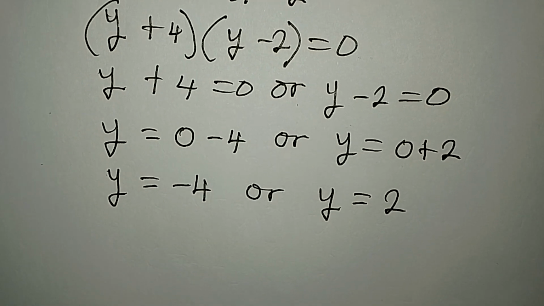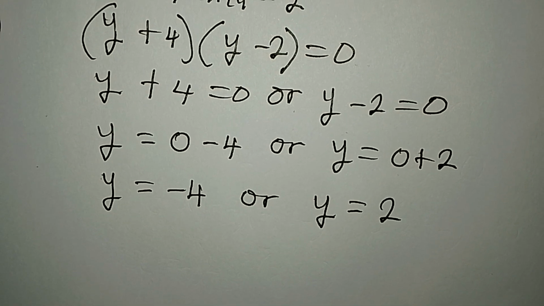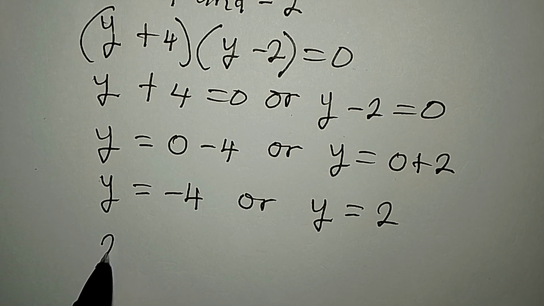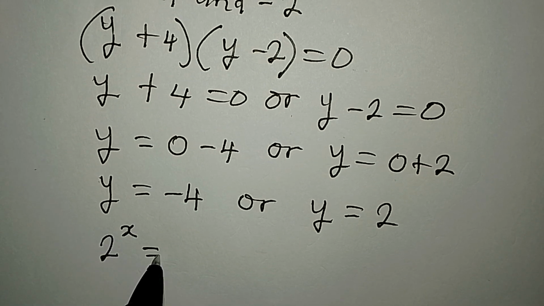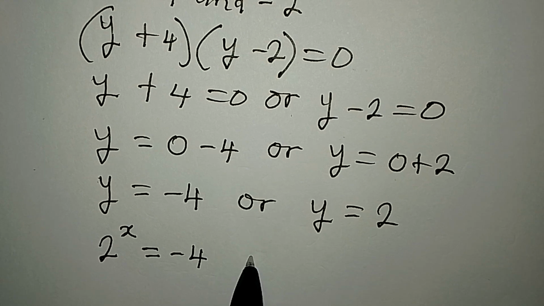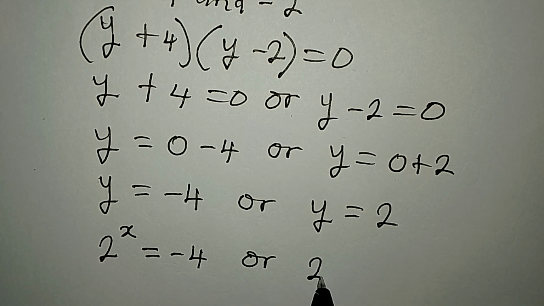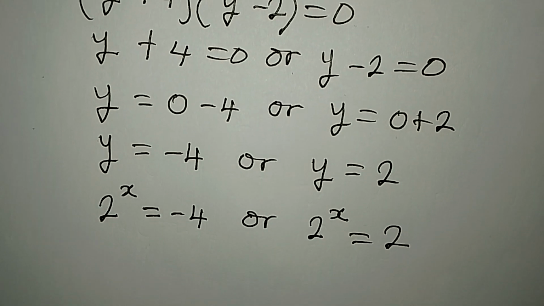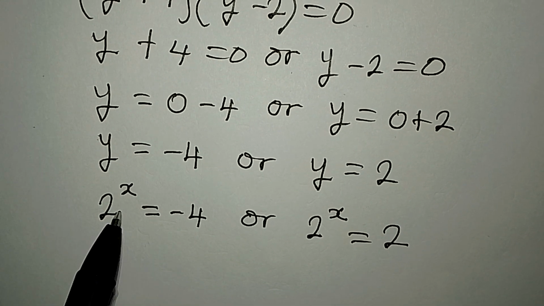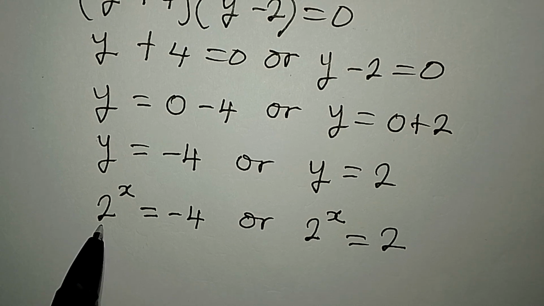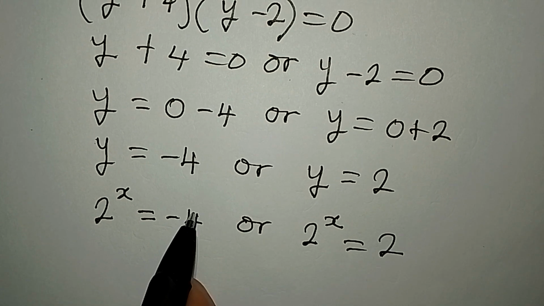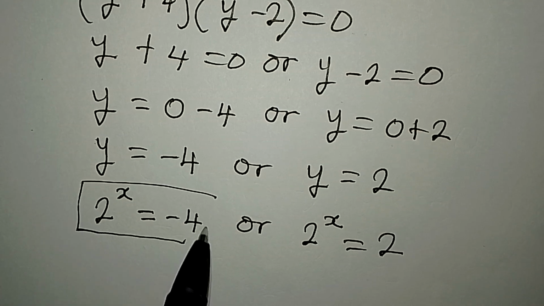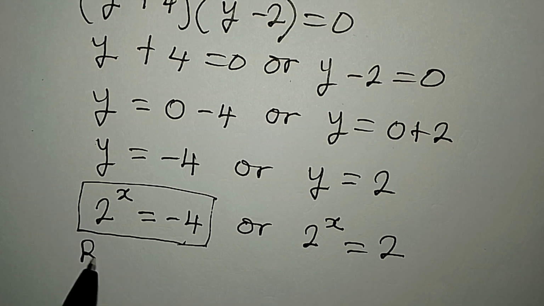And then remember we said that y is equal to 2 to the power of x. So we are going back to get the value of x. In place of y now, I'll write 2 to the power of x, and it's equal to negative 4. Or on this side, 2 to the power of x is equal to 2. But look carefully, because from here, no real value of x will give you negative 4. And we are looking for only the real solution. So this has to be rejected.